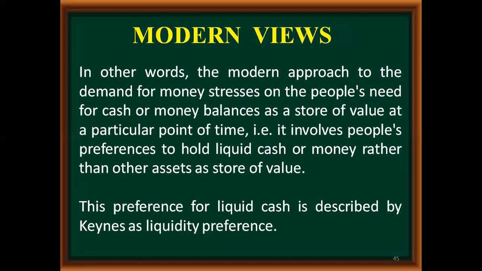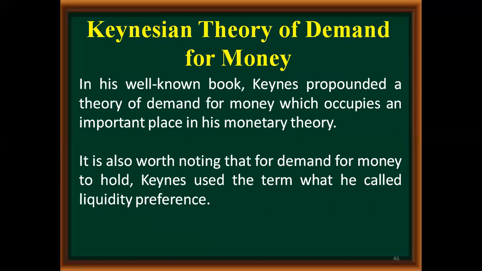This preference for liquidity, or cash, is described by Keynes in the theory known as the liquidity preference theory of Keynes. This is the modern theory of Keynes. We will be discussing it in detail. So, according to modern views, people prefer to hold cash. There are various reasons for holding cash. Those reasons are explained by the Keynesian theory of liquidity preference. Now, as far as the modern views are concerned, Keynes has given a theory for the demand for money that is known as the Keynesian theory of demand for money.